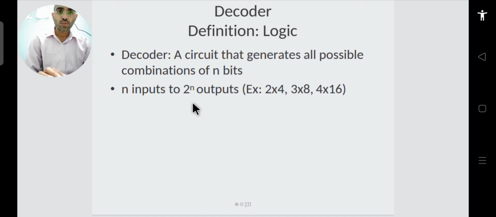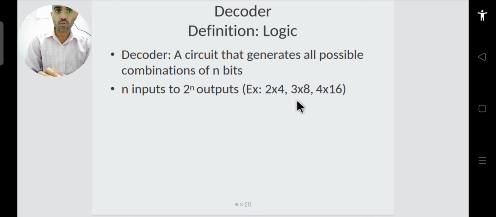A decoder is specified with n inputs. So if there are 2 inputs, the output will be 2 to the power 2, so 2 to the power 2 outputs. You specify the decoder as 2 cross 4. In some cases you will not find that it is called a decoder. Inside the black box it will be written that it is a 2 cross 4. So just by this notation you should understand that it is a decoder.